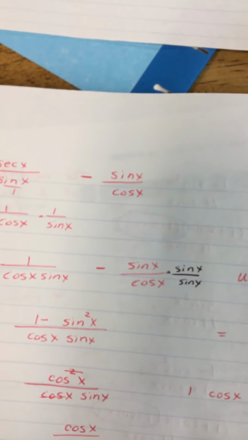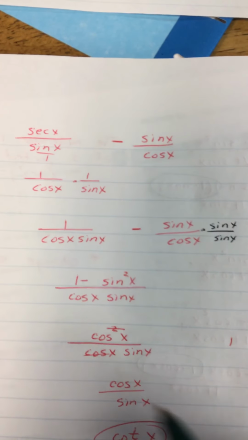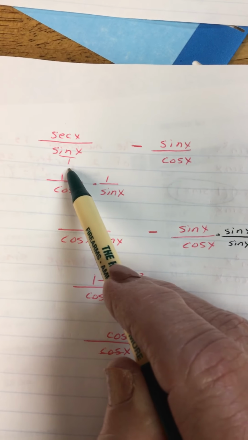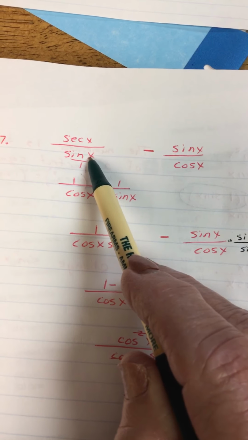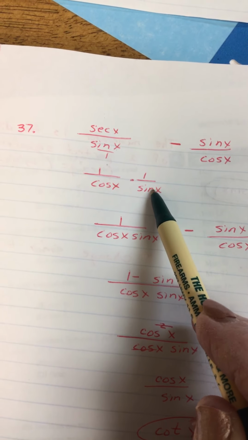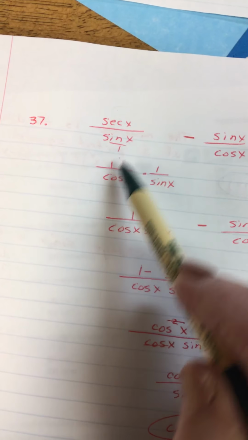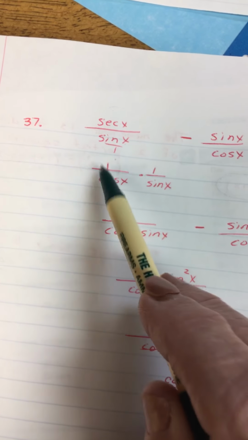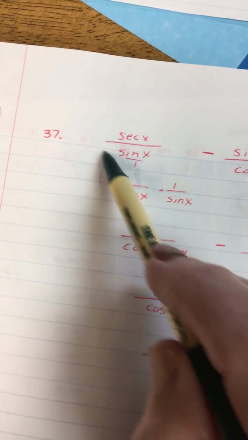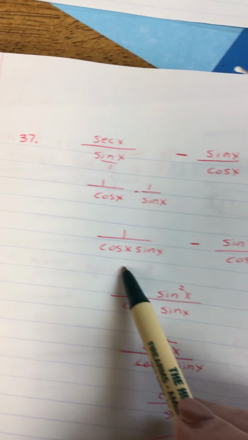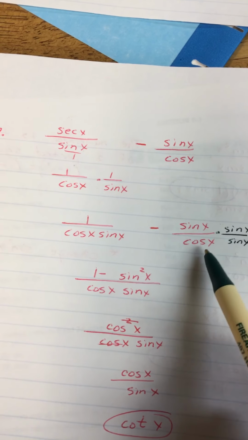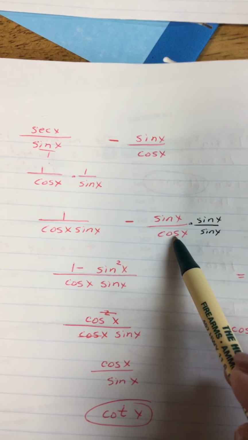In question 37, I have secant becomes 1 over cosine, and dividing by sine becomes multiplying by 1 over sine. Right now I'm just working with this side of the expression. And that becomes 1 over cosine x sine x. When I simplify this complex fraction, I get 1 over cosine x sine x. And then this one was sine x cosine x. I didn't do anything with it.